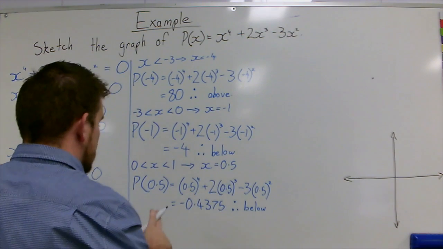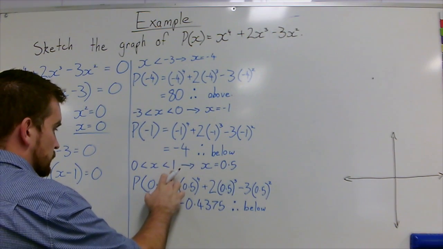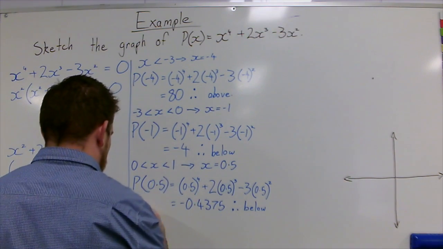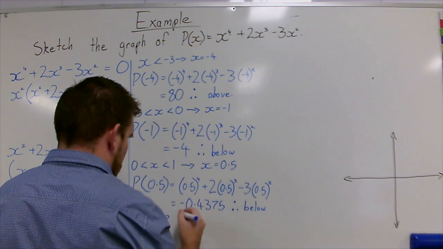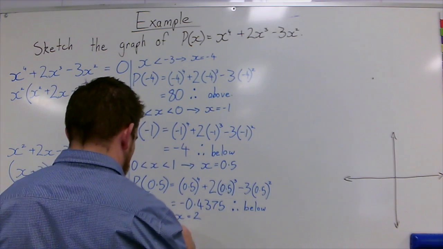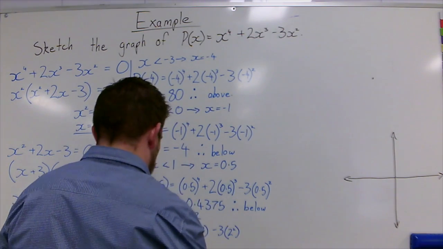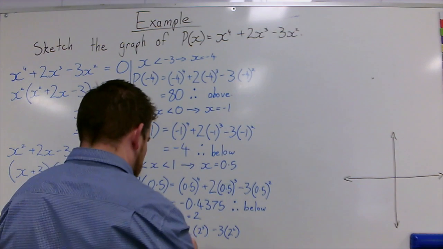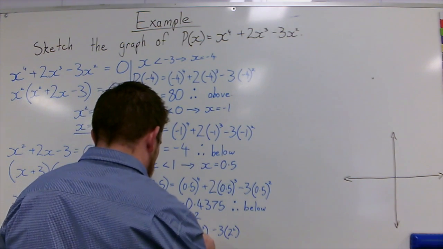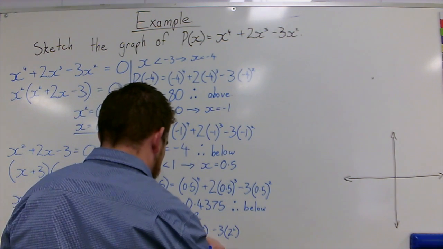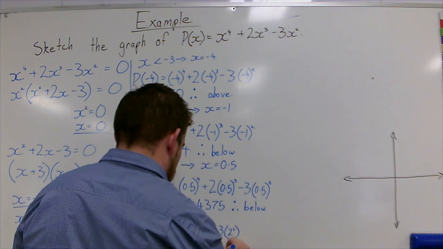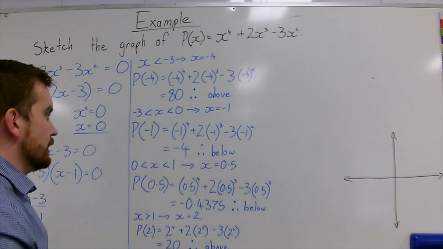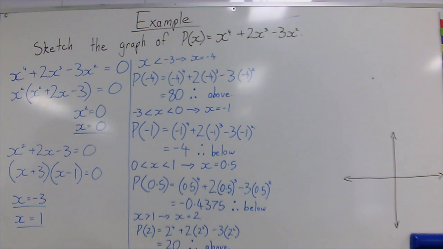The last point is something that's more than x equals 1. So where x is more than 1, I'm just going to go with 2. You chuck that into your calculator and you get the answer of 20. So that is above. Alright, now that we have all that information, we need to put that onto our graph.